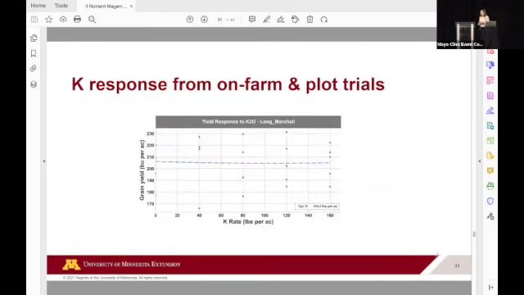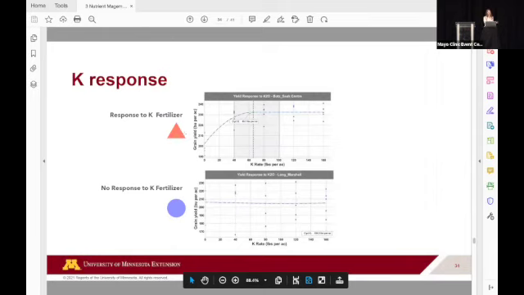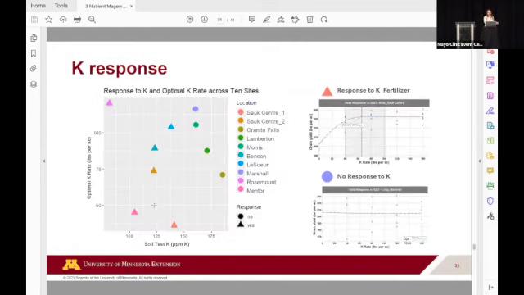However, we saw some trials that look like this, which I think a lot of people are familiar with seeing, where all of a sudden you don't get a response from potassium. And why is it that we're not getting a response? Just to preface this next chart, any responsive site is going to be signified by a triangle. Any site that was not responsive, I'm signifying by a circle. So here we have our non-responsive sites, all these circles, and then we have our triangle sites, which were responsive.